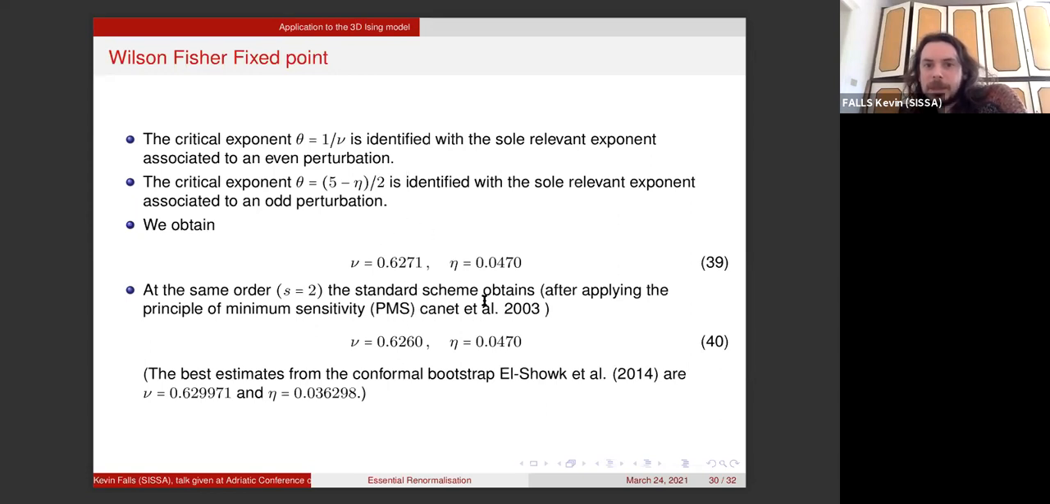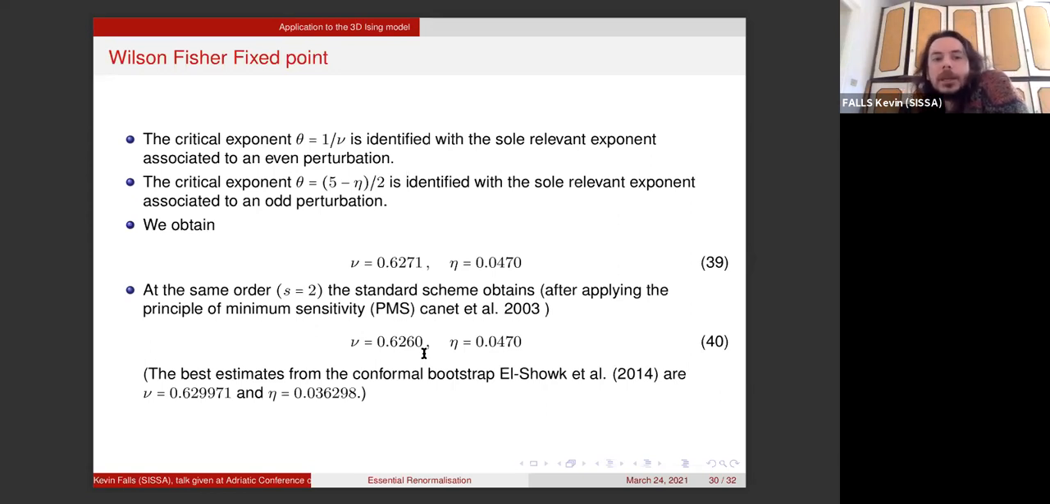So we haven't yet obtained values which have done this, but these values just for this single regulator are also already in good agreement with these ones. So this really gives us the indication that our method is not only simpler, but also in the end it seems to converge in a similar fashion to the standard scheme.